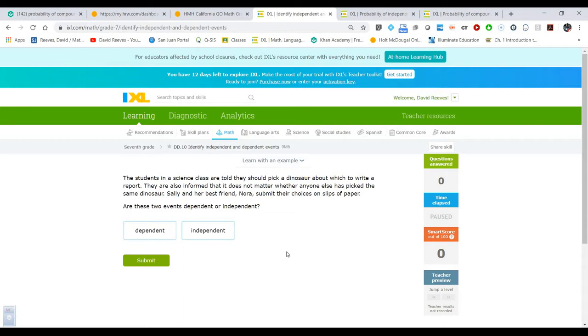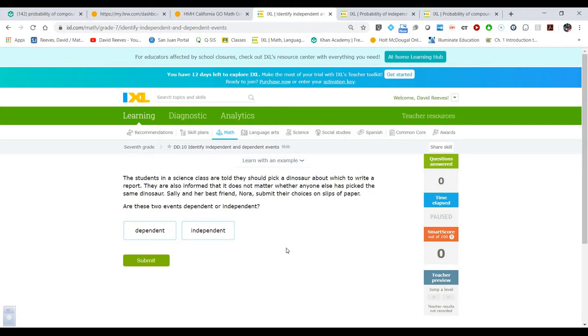One of the things that we have to talk about when we deal with compound events is, are these events independent or dependent? Independent events means what happened in the first event does not affect what happens in the second event. Or whatever happened in the first event does not change the number of outcomes that are possible in the second event. That is when it's independent. Dependent means that what happened the first time does affect what happens the second time.